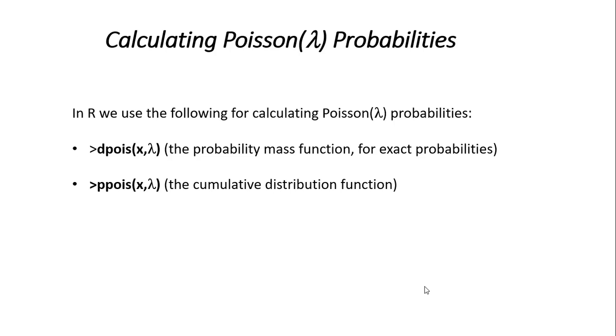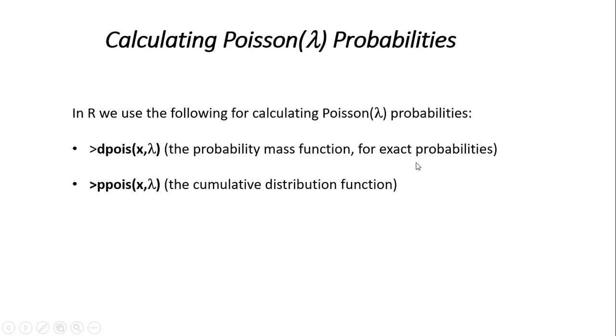Next, let's take a look at the Poisson distribution. In R, we could use the following code for calculating the Poisson, which has just one parameter, lambda. The code in R would look like dpois, and then here we would have some x value and lambda. Lambda is the mean. This would be the probability mass function for exact probabilities.